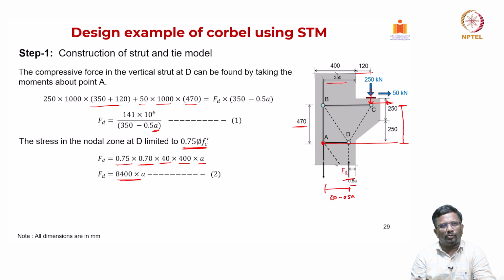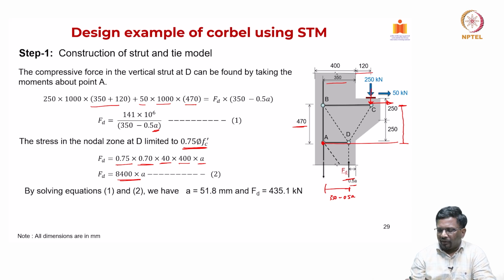So, now that I have two conditions, so you can calculate, and A works out to be 51.8 millimeter and FD is 435.1 kilonewton, right. So, again here this 30 mm we are taking it from cover point of view, right. So, we are assuming that the tension tie minimum it will be put at a distance of 30 mm.